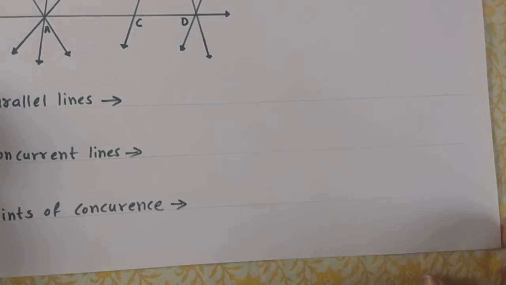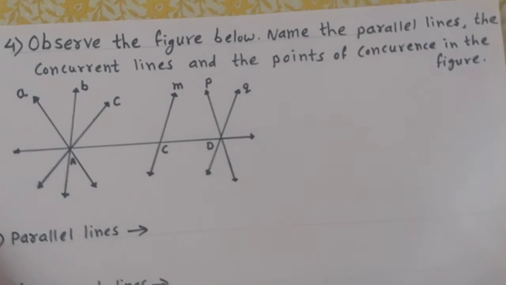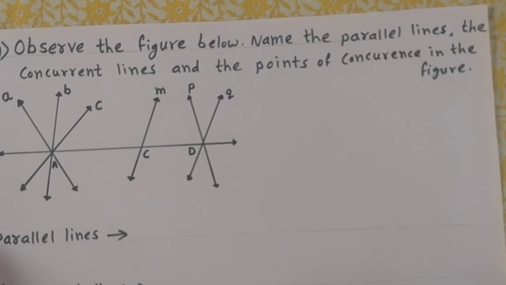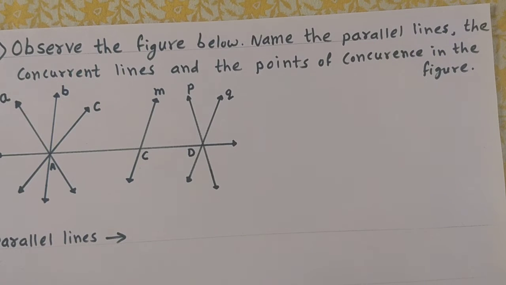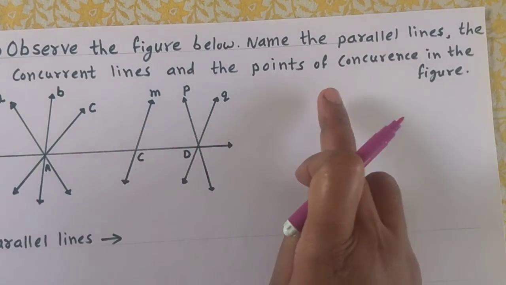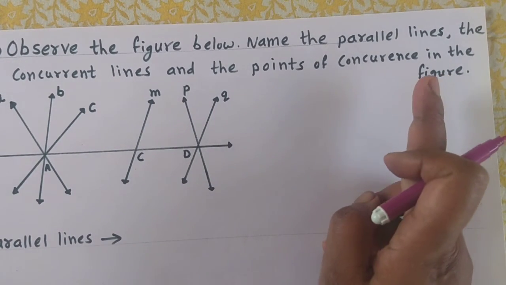Now, fourth question. Observe the figure below. Name the parallel lines, the concurrent lines and the points of concurrence in the figure.